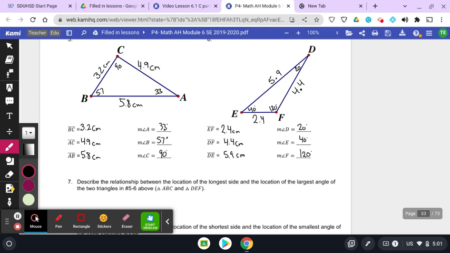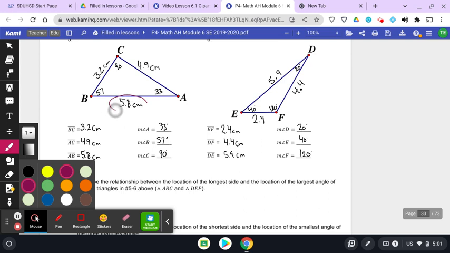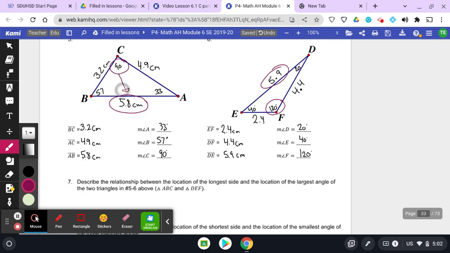All right, so number 7, describe the relationship between the location of the longest side and the largest angle. So let's look at the largest side and largest angle. Here on my left triangle, AB is my largest side, and my 90 is my largest angle. On my right triangle, 5.9 is my largest side, and 120 is my largest angle. And I realized that the largest side is across from the largest angle.